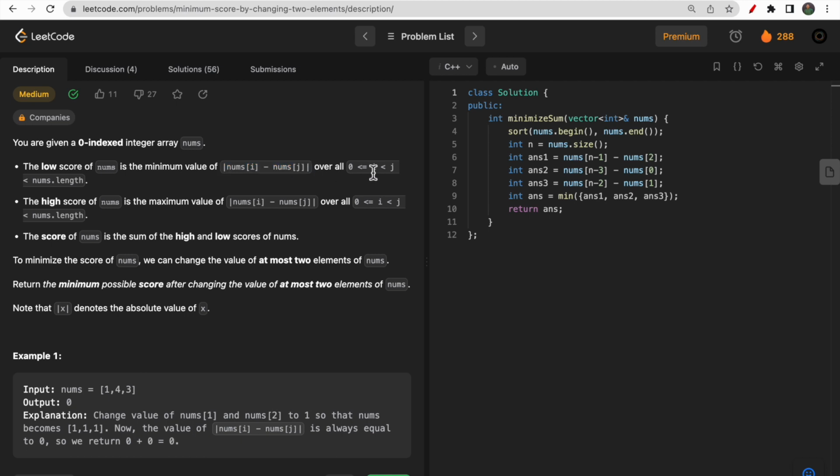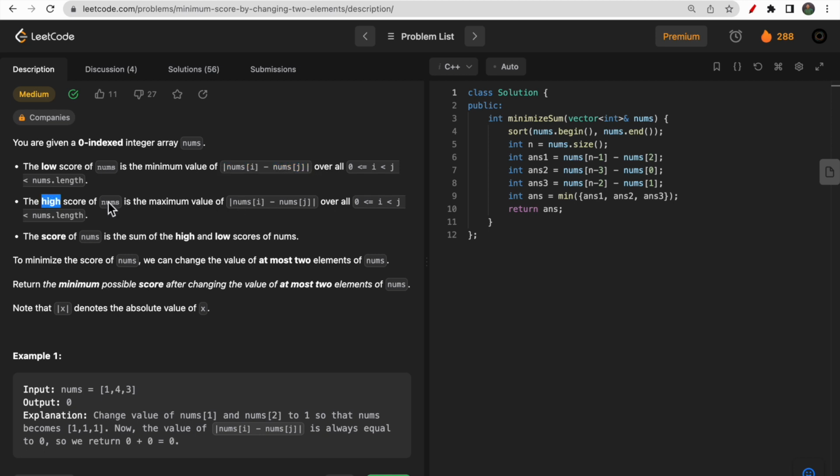So whenever we are taking some absolute difference, this i should be less than j. That means this nums of j should come after nums of i. It doesn't matter, because whether you do nums of i minus nums of j or nums of j minus nums of i, we need to take the minimum value of the absolute difference. So the difference can never be negative in this case.